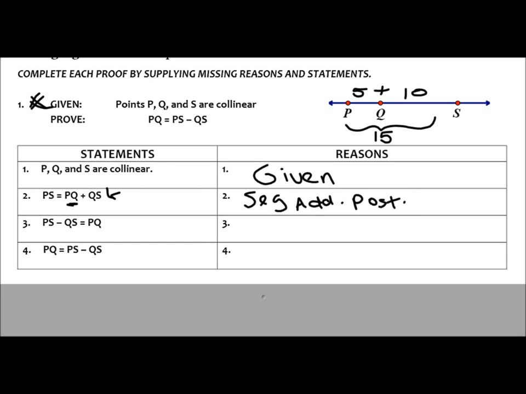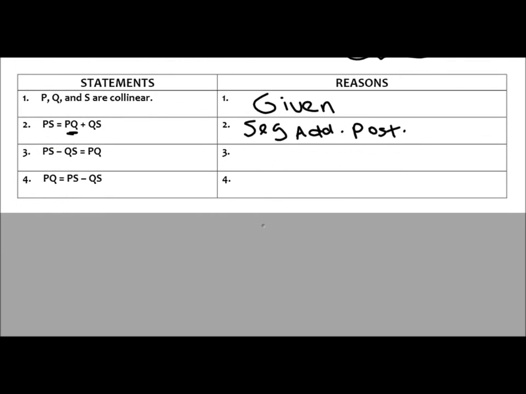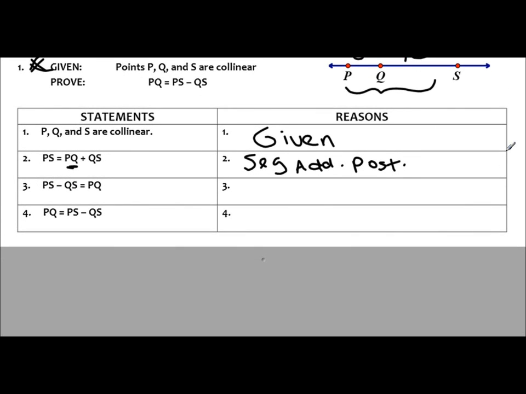Okay, so now I have PS minus QS is equal to PQ. Well, what they've done here is they've used one of our algebraic properties. They're subtracting QS from both sides. So the QS goes away on this side, and the PS minus the QS stays as it is on this side. So all we've done is we've subtracted. Remember, that's your subtraction property of equality.